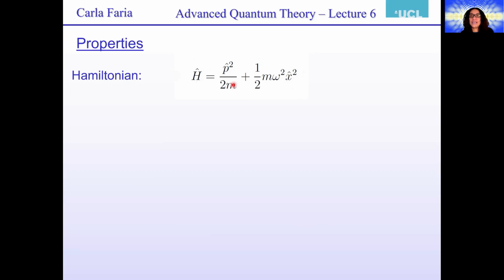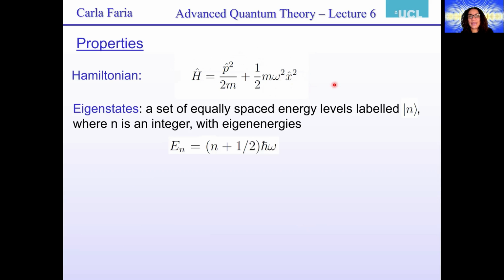This is the Hamiltonian associated with the quantum harmonic oscillator, where here we have the P operator and the X operator. We have a quadratic potential, which can be very useful in many instances. We also know that the eigenstates of this system are a set of equally spaced energy levels. Equally spaced is very important, and they are labeled like this, n, where n is an integer number.